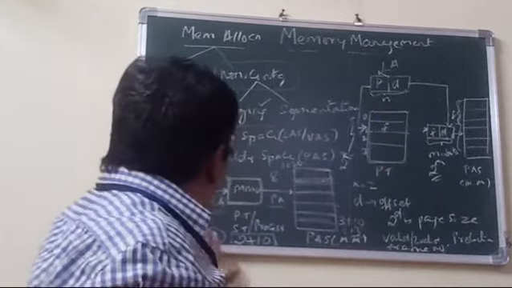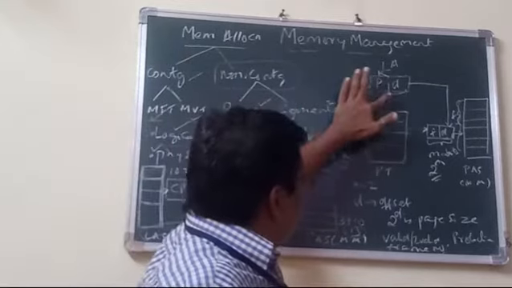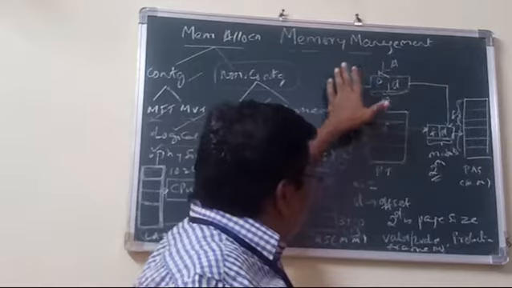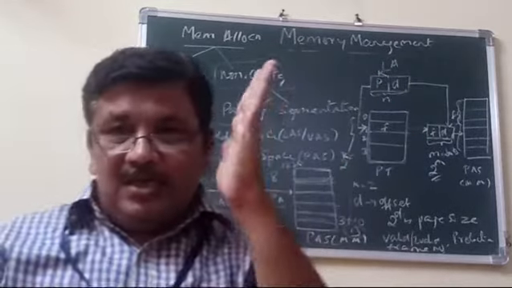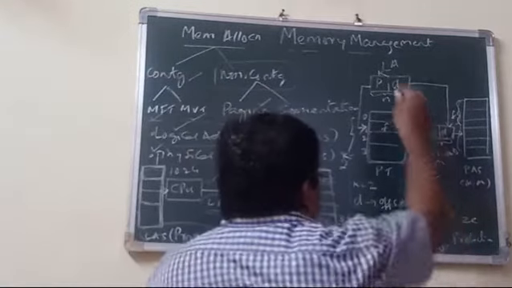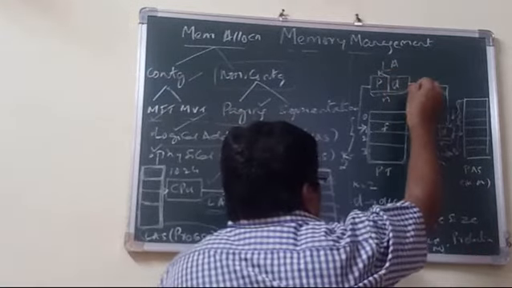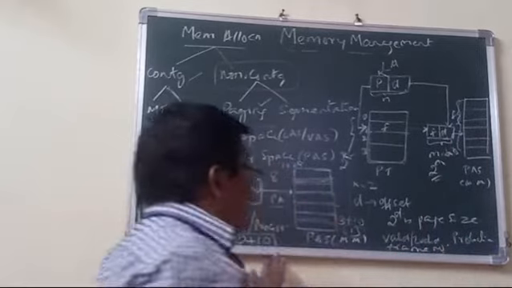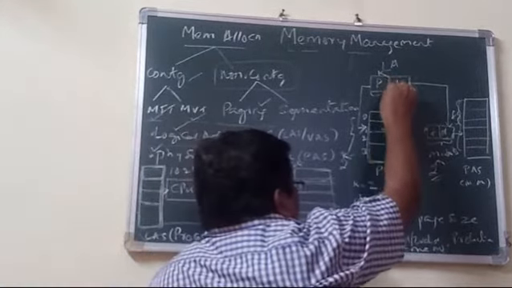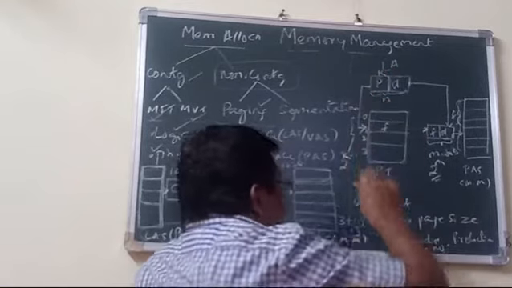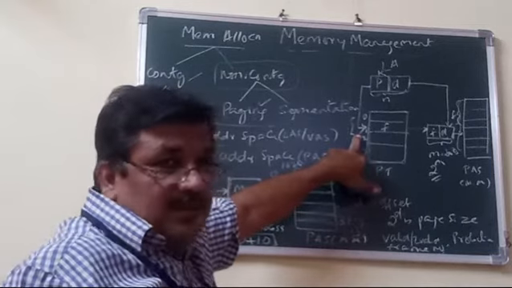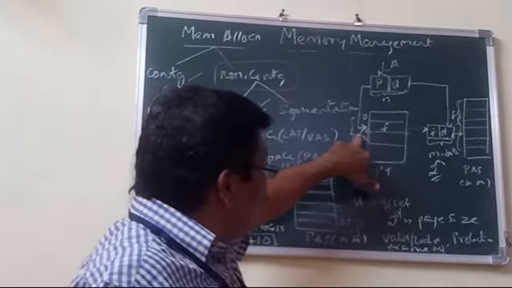Now assume that the CPU generates a logical address, an n-bit logical address. This logical address is divided into 2 parts. The first part is P, the second part is D. The first part P is used as an index to the page table.